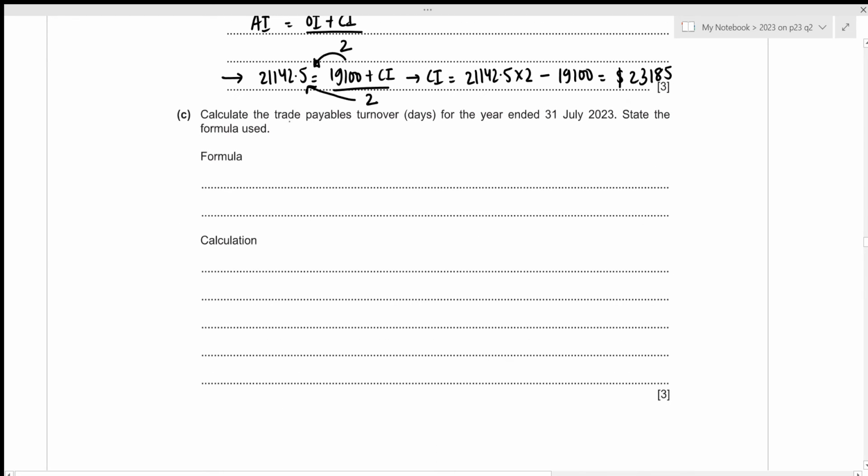Now for the third part, we need to calculate the trade payables turnover in days for the year ended 31st July 2023. So the formula is similar to that of trade receivables turnover. We start with the trade payables. Then we divide it by our credit purchases. And then we multiply it by 365.